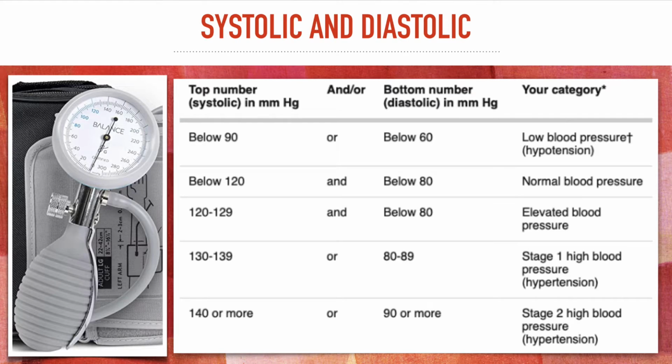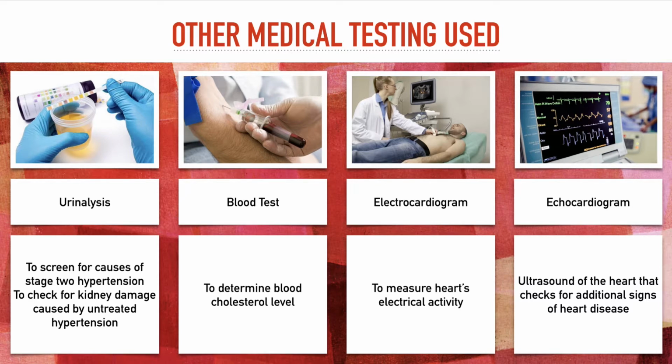Your doctor will perform this test 2 to 3 times at 3 or more separate appointments before diagnosing you with hypertension. If you are diagnosed with any kind of high blood pressure, your doctor may order a urinalysis to screen for causes of stage 2 hypertension and to check for kidney damage caused by untreated hypertension, blood tests to determine your cholesterol level, and an electrocardiogram to measure your heart's electrical activity. If necessary, your doctor will require an echocardiogram to look for more signs of heart disease.